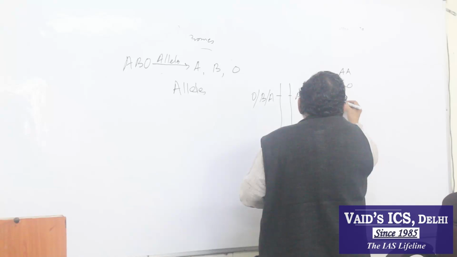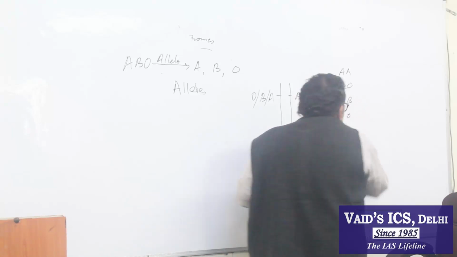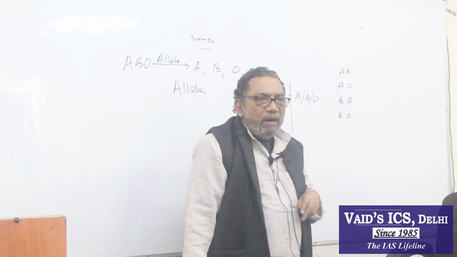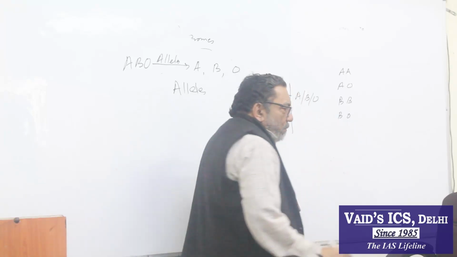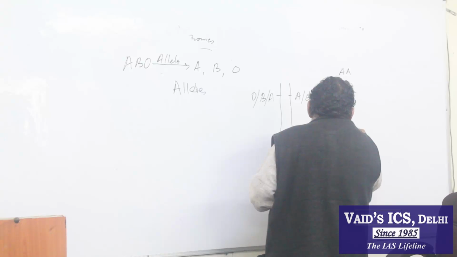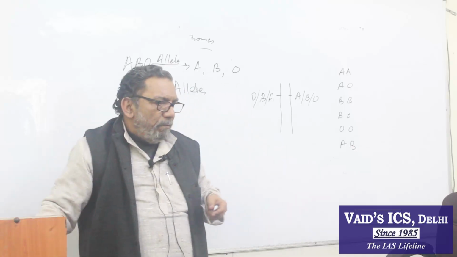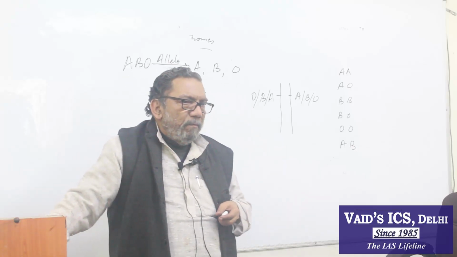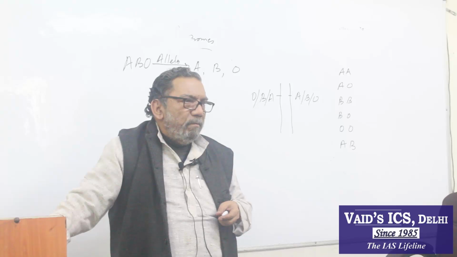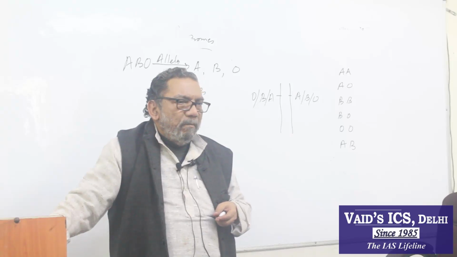Third is B at both the places. Fourth is 1B and 1O, again BO and OB, statistically 2. Fifth is O at both the places, and sixth is 1A and 1B, again BA and AB, statistically 2. Fine.